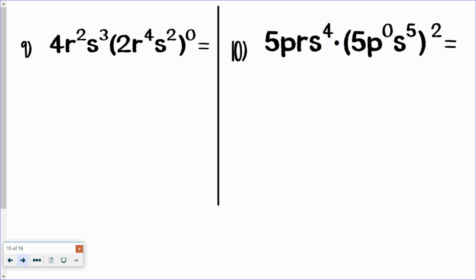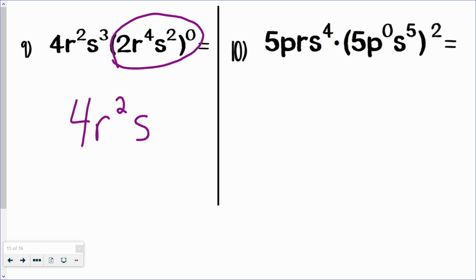So the last two problems, again, pause your Chromebook and try them on your own first, and then watch the video. So for problem number 9, this whole entire thing is raised to the 0 power, which means the whole thing becomes 1. So then I get 4r squared s cubed, and that's it. I can't combine anything else.